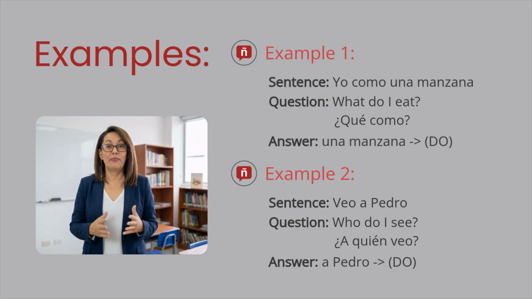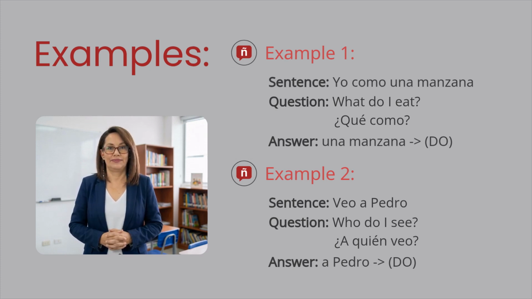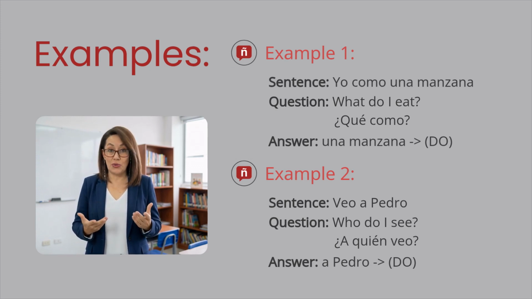Another example. Veo a Pedro. Ask, who do I see? En español, ¿a quién veo? The answer is a Pedro. So, Pedro is the direct object.